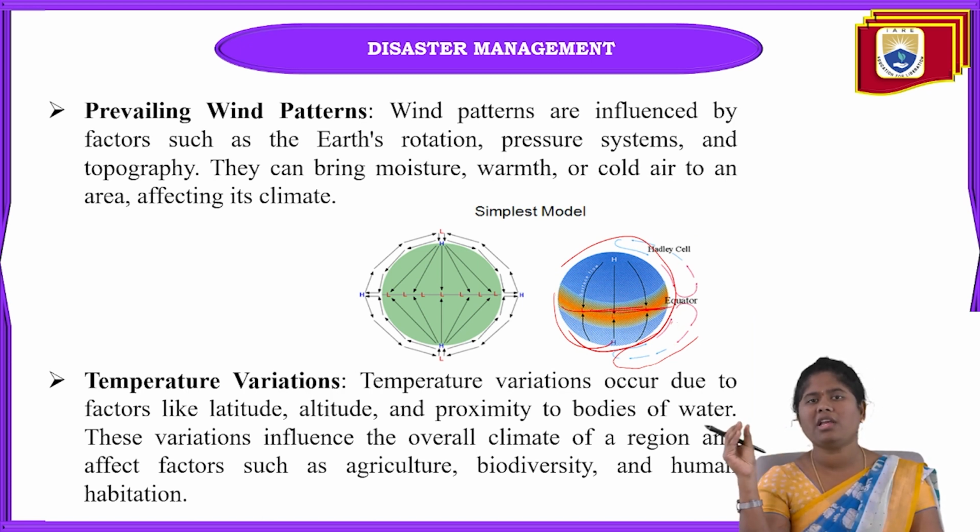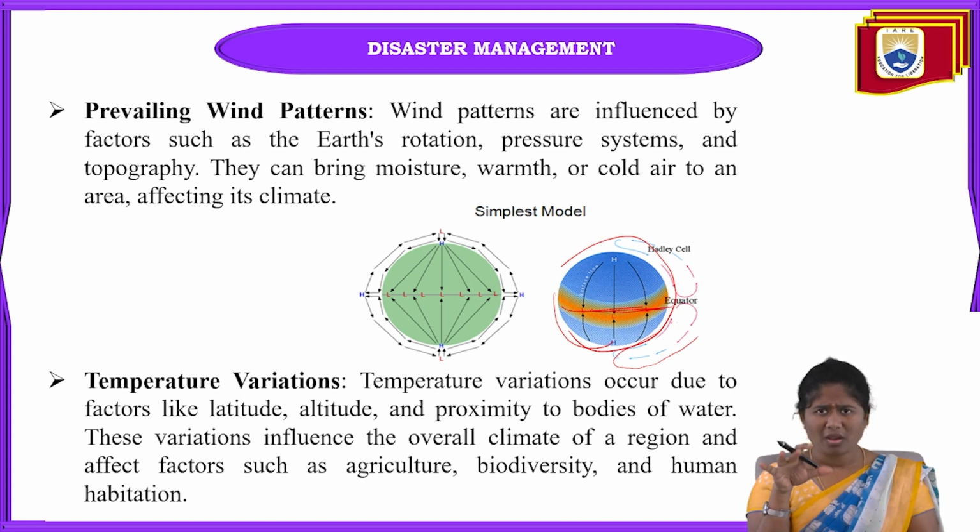It will automatically affect the agriculture, biodiversity, and also human habitation. Because of this temperature variation, it will directly impact agriculture, biodiversity, and human habitats. So overall, because of latitude, altitude, and water bodies, this will directly influence the climatic condition, and because of this, these factors are going to affect agriculture and biodiversity.